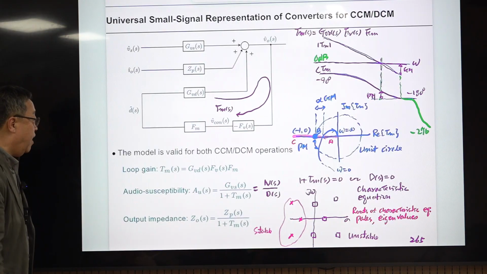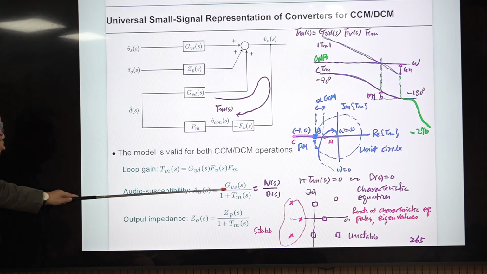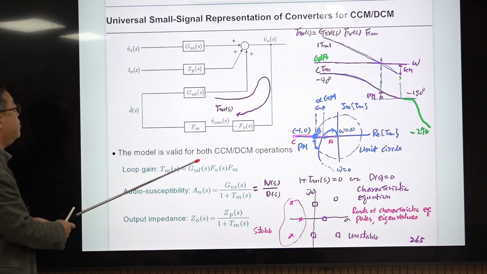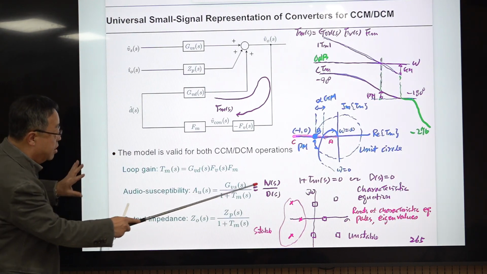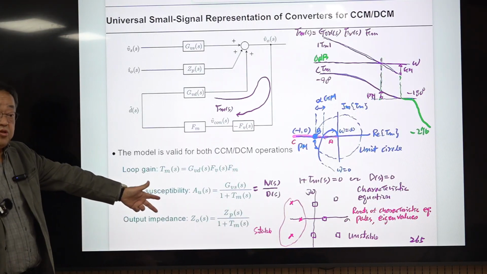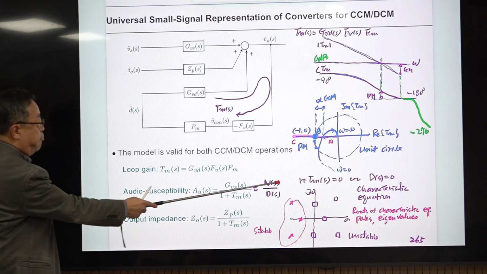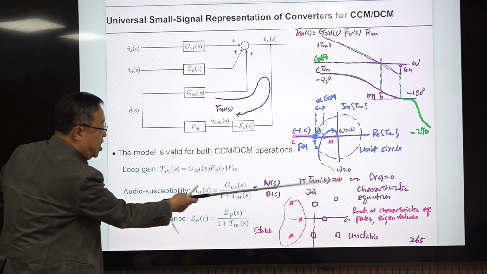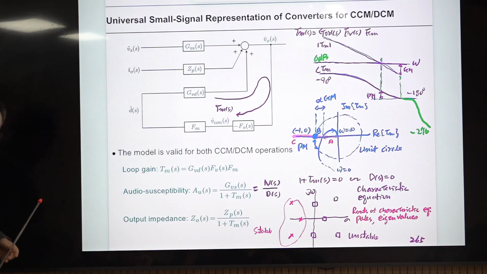And this one is audio susceptibility. This is GBS, the open loop input to output transfer function divided by 1 plus loop gain. You factor this out, then this is the numerator and this is the denominator. This is just the symbolic notation. Then 1 plus T(s) equals 0, the denominator equals 0. It's the same thing. This is called the characteristic equation.